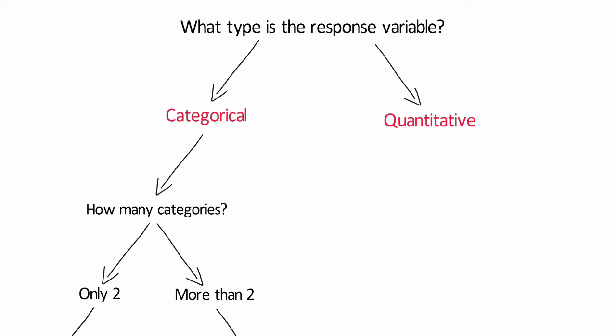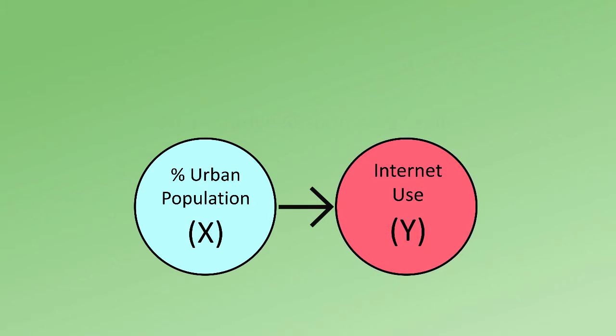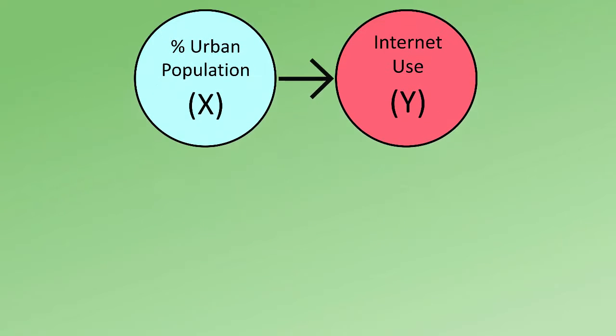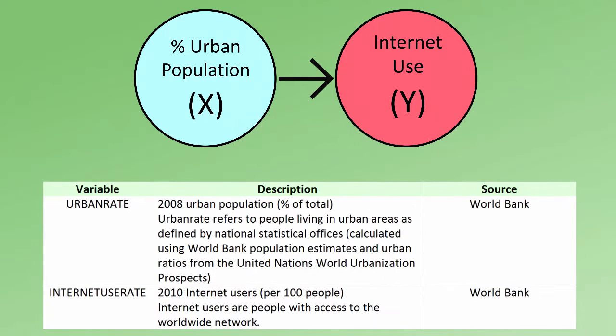We'll now change our research question using an example from the Gapminder dataset. Here, we're interested in the association between the percent of the population living in urban settings within each country and the country's rates of Internet use. That is, the percent of people with access to the World Wide Web. Below, you can see a full description of these variables from the Gapminder codebook.